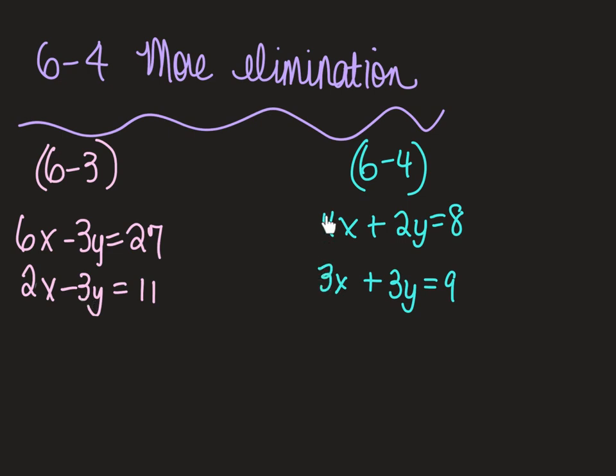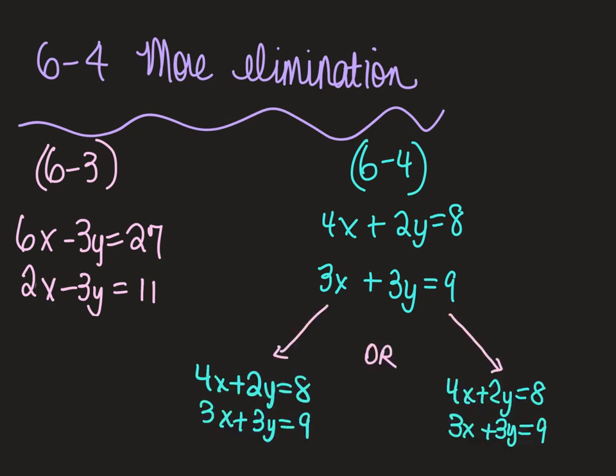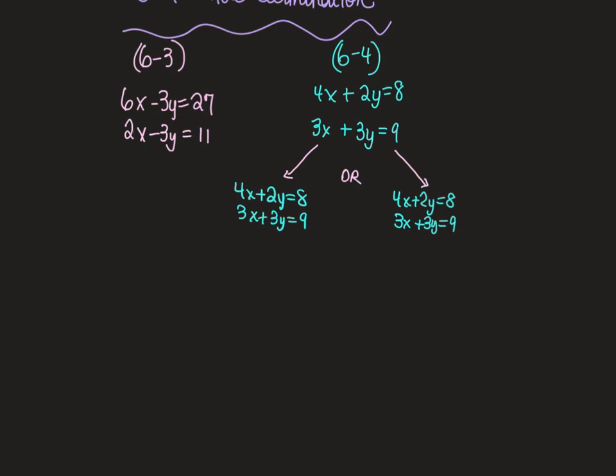In Lesson 6.4, the x coefficients don't match and the y coefficients don't match. So we've got to turn 6.4 into a 6.3 problem. In order to do this, I have two options. I could try to make my x's have the same coefficient. If I did that, I would multiply the top equation by 3 and the bottom equation by 4. One of them is going to need to be negative so that the signs are different.